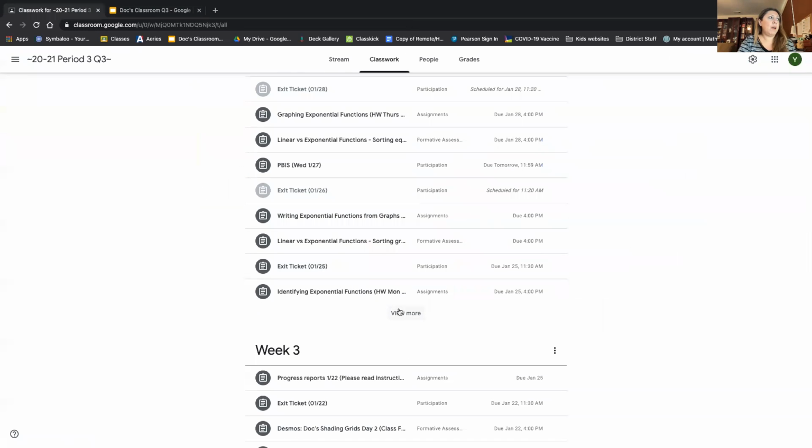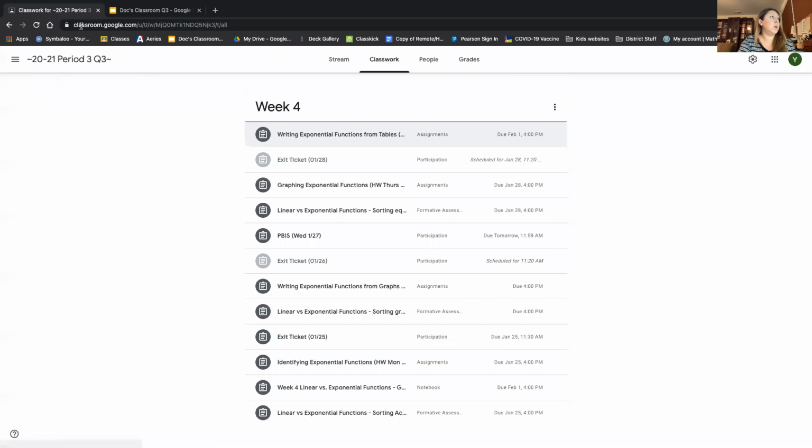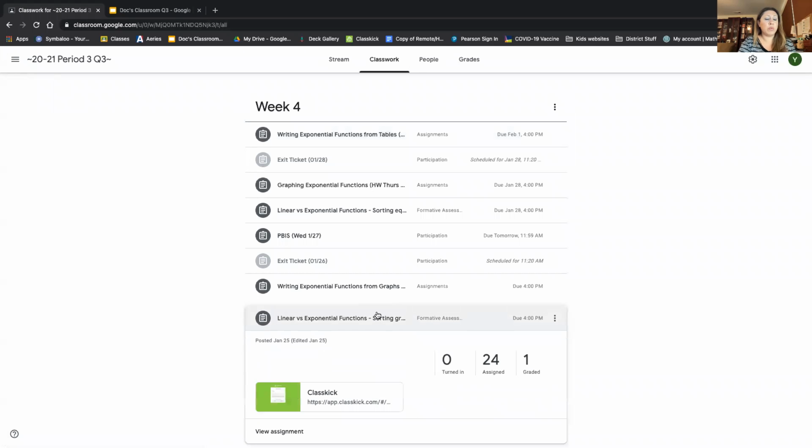So we're going to be in Google Classroom. We're going to go into classwork. Right above where your exit ticket was from yesterday, click on linear versus exponential, sorting graphs and tables. Okay.